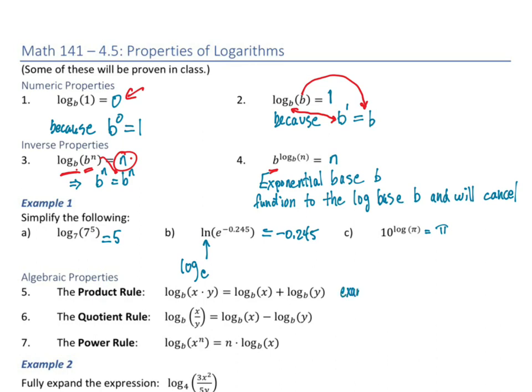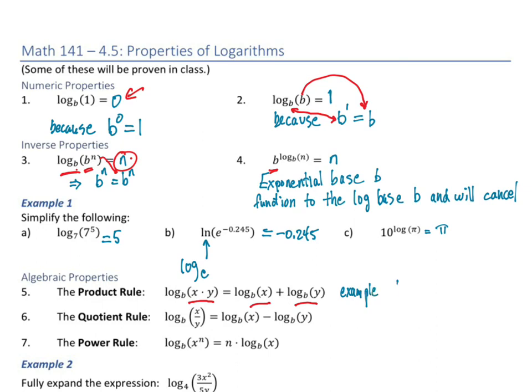The next three properties are the algebraic properties. The first one is the product rule, which says if you've got the log of a product, so the log of x times y, that product can be split up into a sum. We've got log base b of x plus log base b of y. So a product turns into a sum.